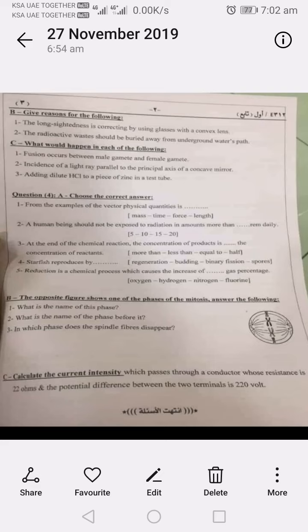Question number 4. A. Choose the correct answer. An example of a vector physical quantity: mass, time, force, or length. The answer is force. Human beings shouldn't be exposed to radiation in an amount more than space rem daily. The answer is 5 rem daily. At the end of the chemical reaction, the concentration of the products is space the concentration of the resultants. The answer is more than.